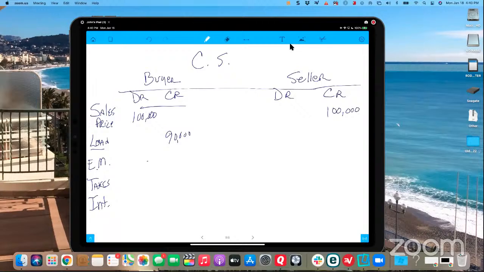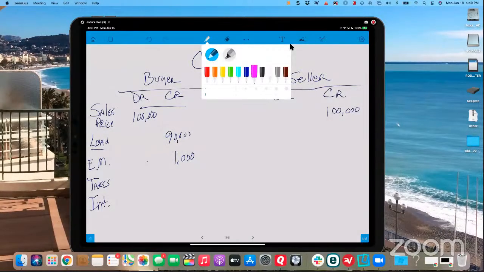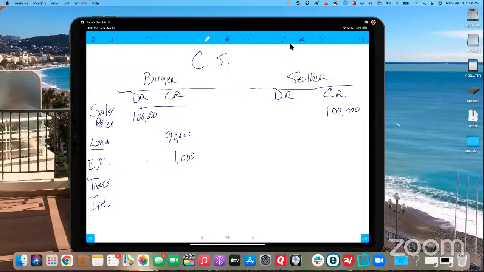Now, earnest money, that would be a credit to the buyer. Notice these two items here. The new loan, this is the buyer's new loan, and this is the earnest money. There's nothing over here for the seller. These are both just on the buyer's side. Okay. So they're going to get credit for this $1,000, but we don't have to post either one of these over here.